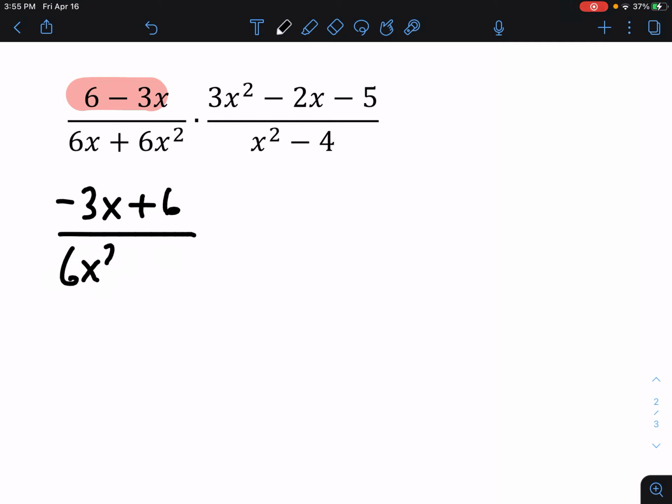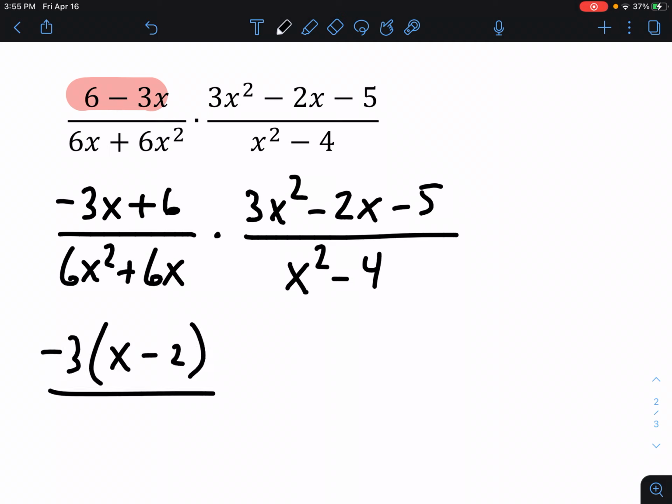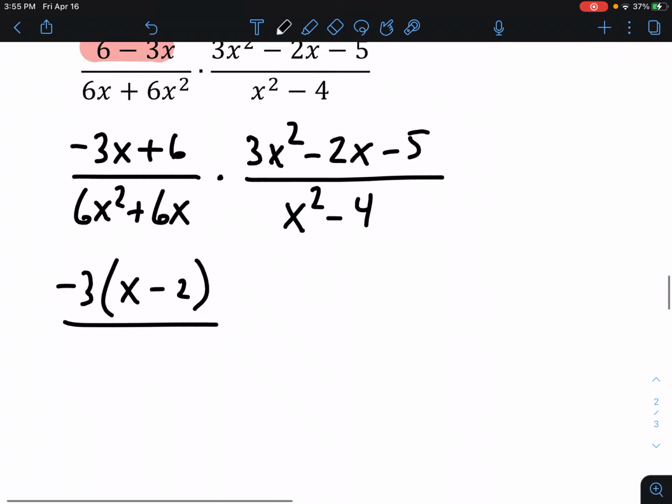Anytime they're not in the right order, I would rearrange them, because then when you factor something, you can see, oh, I can take a -3 out of the numerator of that fraction. So I'm going to factor out a -3, and it becomes x minus 2. And that way you don't have to do what we did in the last problem, where we got to stop, flip it around, and mess around with it a little bit.